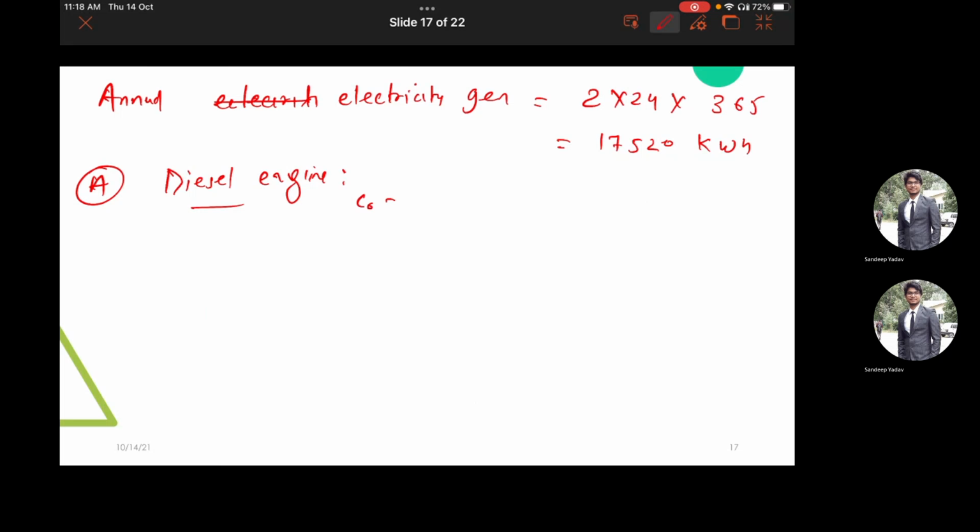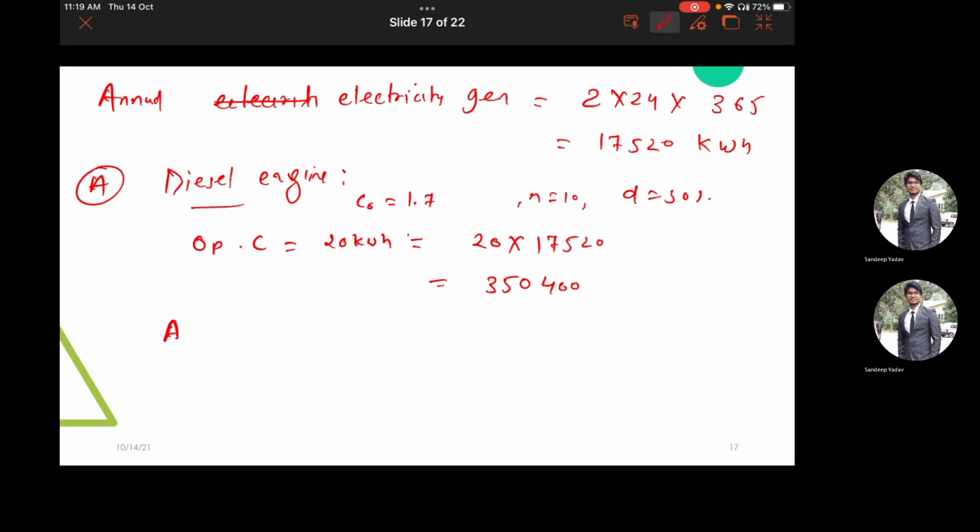Diesel engine initial cost is 1.7 lakhs and life is already given as 10 years. D is the discount rate of 30%. Operation cost, we can say OC, will be 20 per kilowatt hour. So we can calculate operation cost will be 20 into 17520. That will be around 3 lakh 50,400 rupees. That we have calculated from the calorific values also, that is already the same.